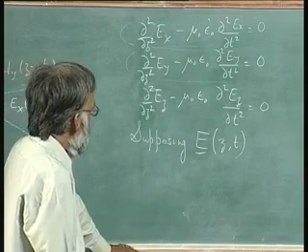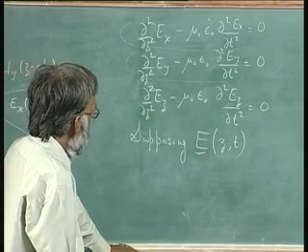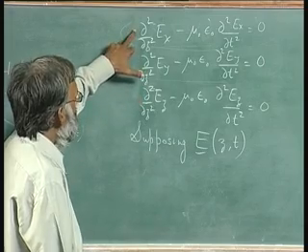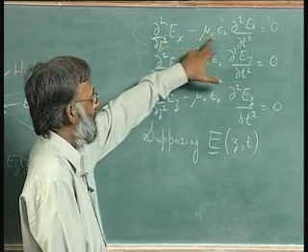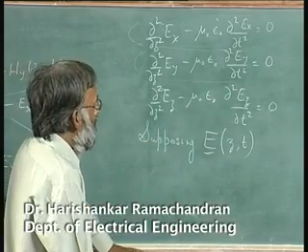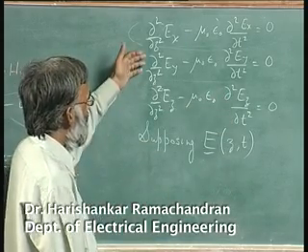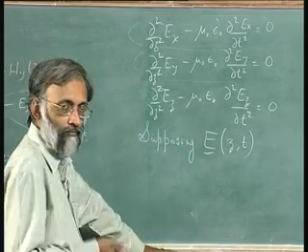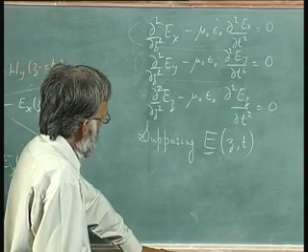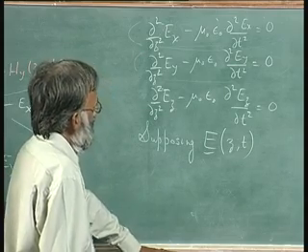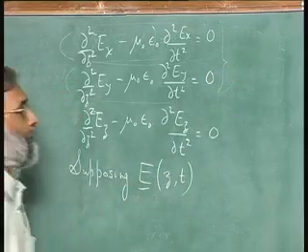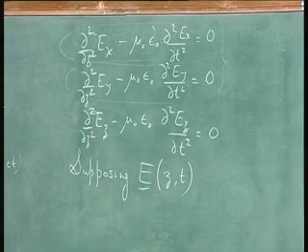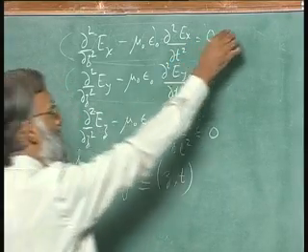So, I get 3 equations. The 3 equations are del squared by del z squared of E x minus mu naught epsilon naught del squared E x by del t squared, similarly E y, similarly E z. Now, these 2 equations we are quite familiar with, but let me write down the corresponding equation for h also.